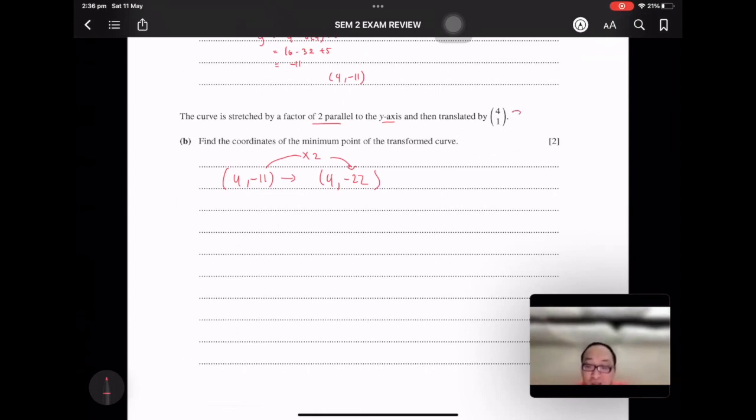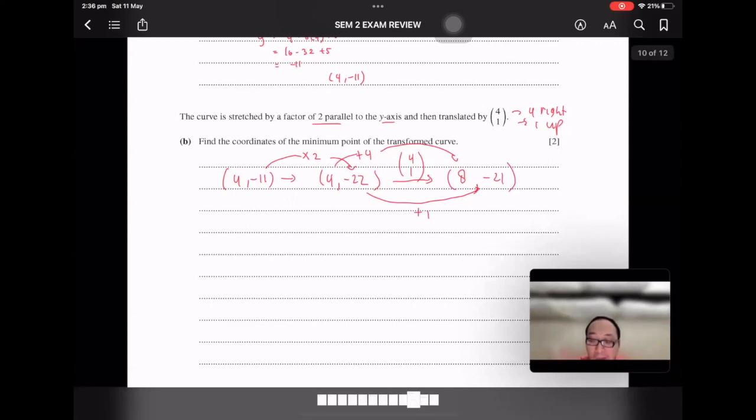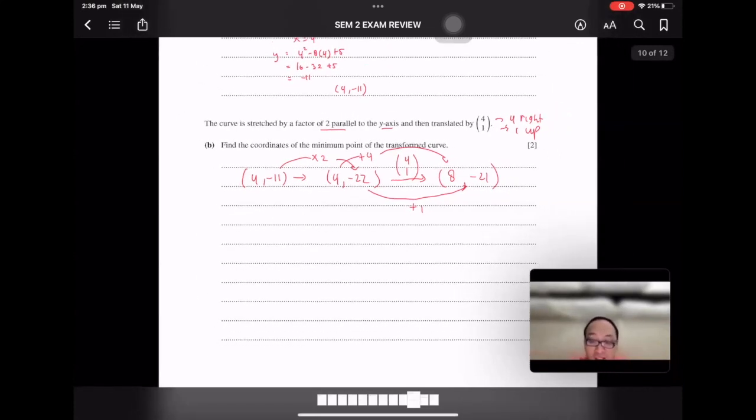The 4 here means 4 to the right, and 1 upward. So that means by the translation (4, 1), 4 will become 8. Yeah, the x direction will be added by 4, and the y coordinate will be added by 1. So plus 1, it's -21. So this will be the minimum point of the transformed curve.